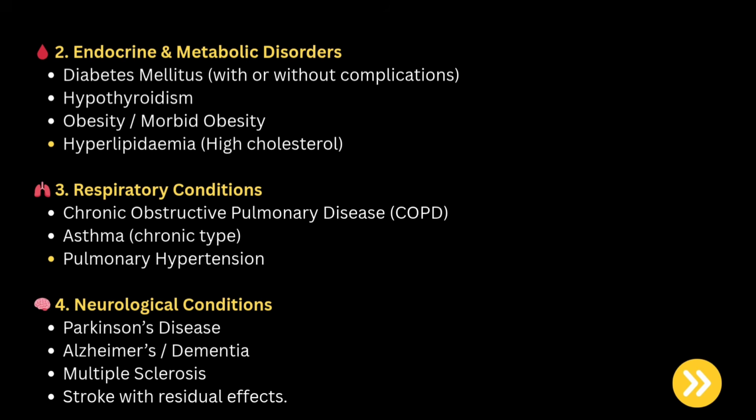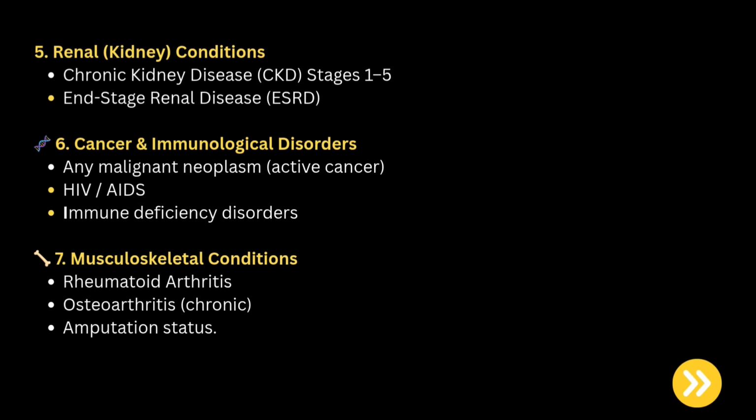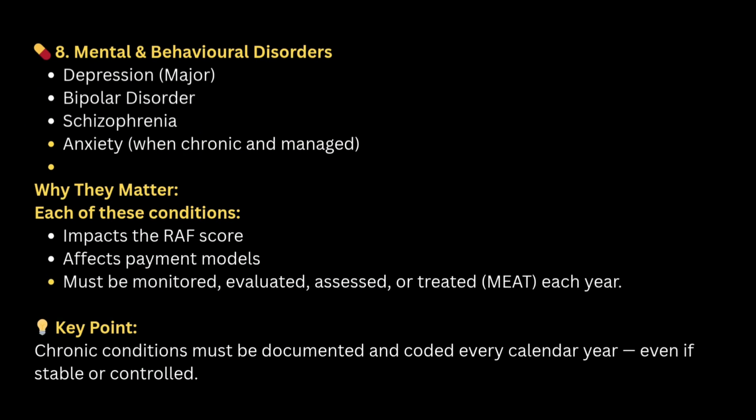and so on, like all the systems I have mentioned. Renal conditions like kidney disease, CKD stage 1 to 5, end stage renal disease. When coming to cancer and immunological disorders, any malignant neoplasm like active cancer, HIV or AIDS, immune deficiency disorder. When coming to musculoskeletal conditions like rheumatoid arthritis, osteoarthritis, amputation status. And when coming to mental and behavioral disorders like depression, bipolar, schizophrenia, anxiety.